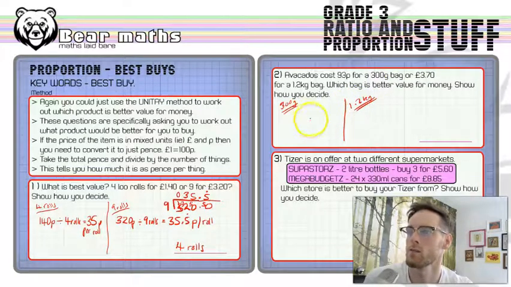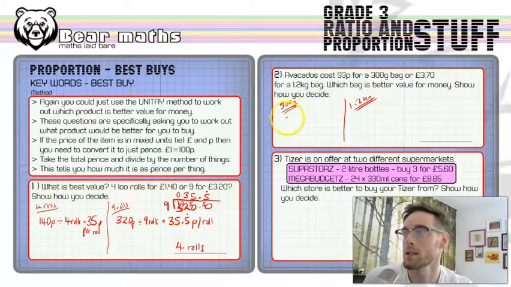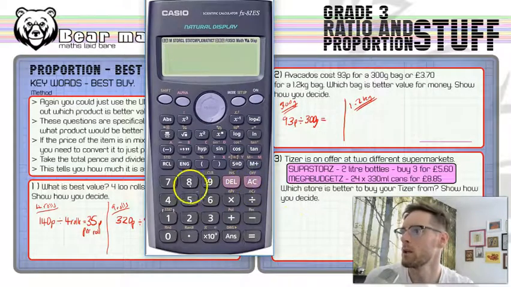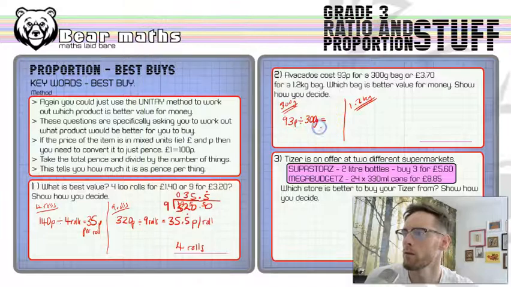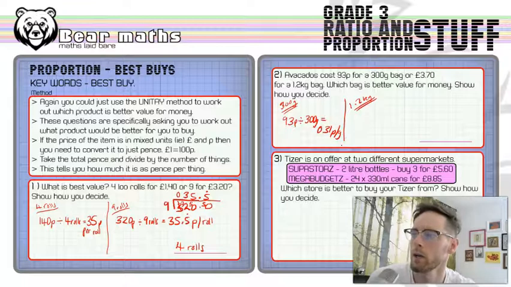All right, again, split it into 2 sides. I'm not going to convert anything now. I'm going to just do 93p and divide it by 300 grams. That's going to give me my answer in pence per gram. So that would be 93 divided by 300. That gives me 0.31 pence per gram. So 0.31p per g.